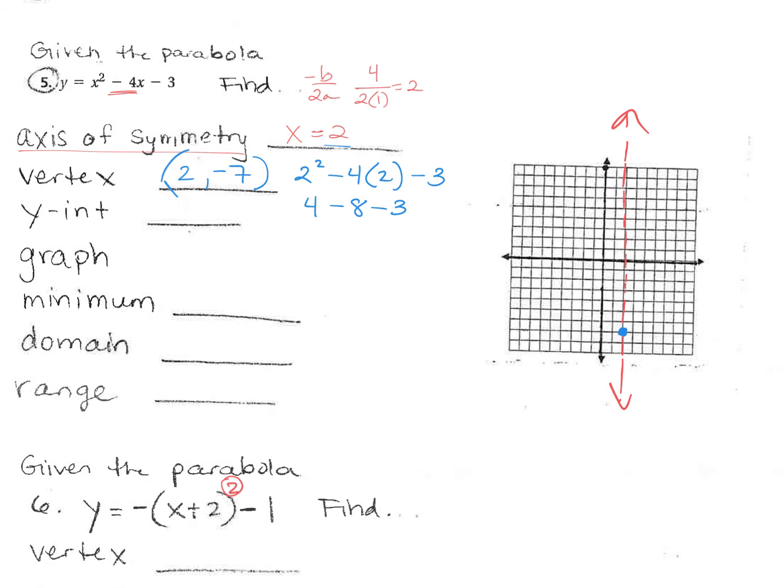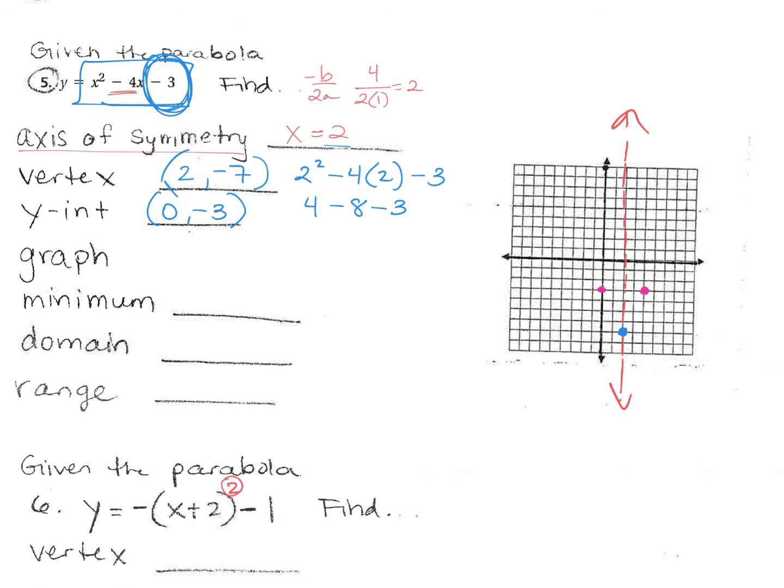How do you find the y-intercept in this standard form? You can always plug in 0, right? For both forms, you can plug in 0. There's a quicker way on this one. It's always this c term. But either way, if you plug in 0 or if you look at your c term, you get negative 3. So 0, negative 3, 1, 2, 3, and then reflect that.